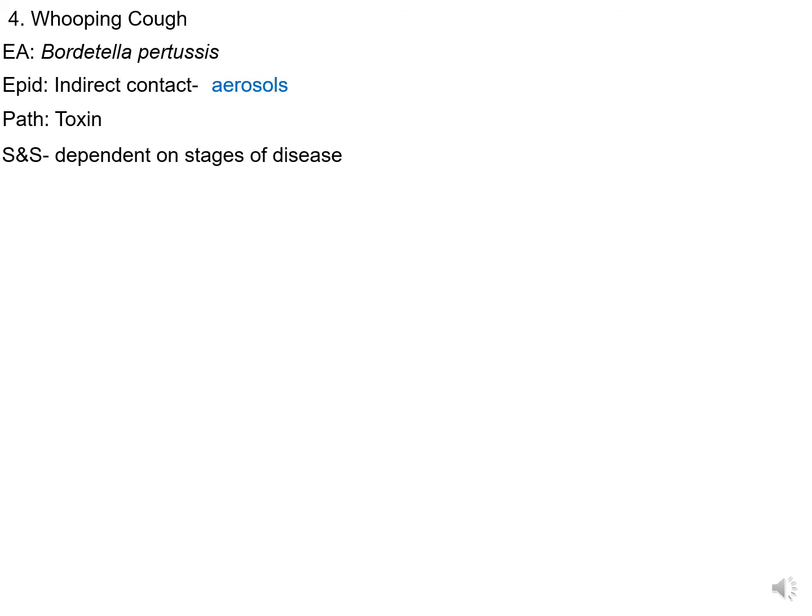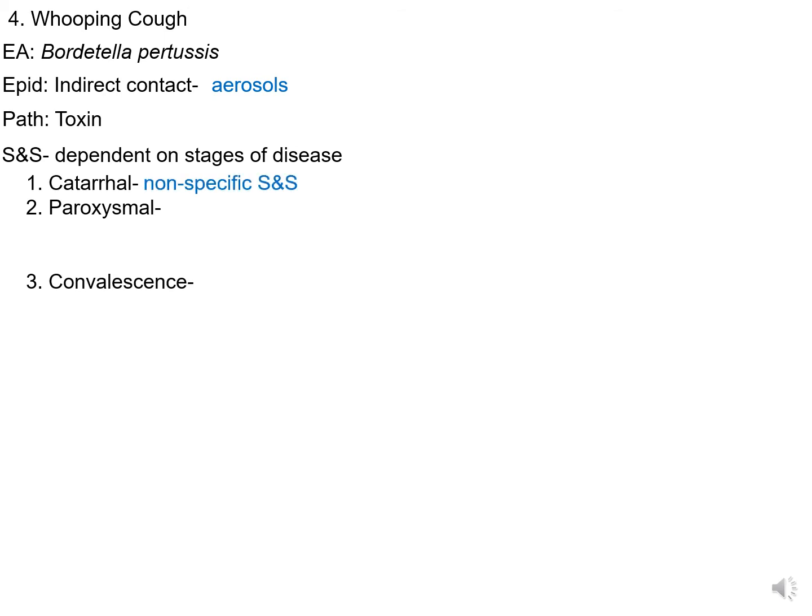Now, the signs and symptoms are going to depend on the stage of disease, and you're going to see a difference in the names that we provide for the stages, and that's because this disease and the stages that were given for it predated what we've learned in chapter 14 with the current stages of disease, but you will see a parallel. Now, the stages are the catarrhal, paroxysmal, and convalescence.